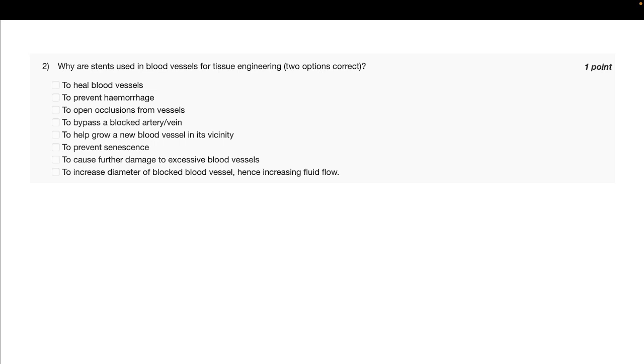Option 3 and 4. Okay, option 3 is to open occlusions from vessels, and 4 is to bypass a blocked artery or vein. Okay, we'll wait for other responses. Thank you. Option 3 and last, to increase diameter of blocked blood vessel, hence increasing fluid flow. Okay, that's another answer. Anyone else?